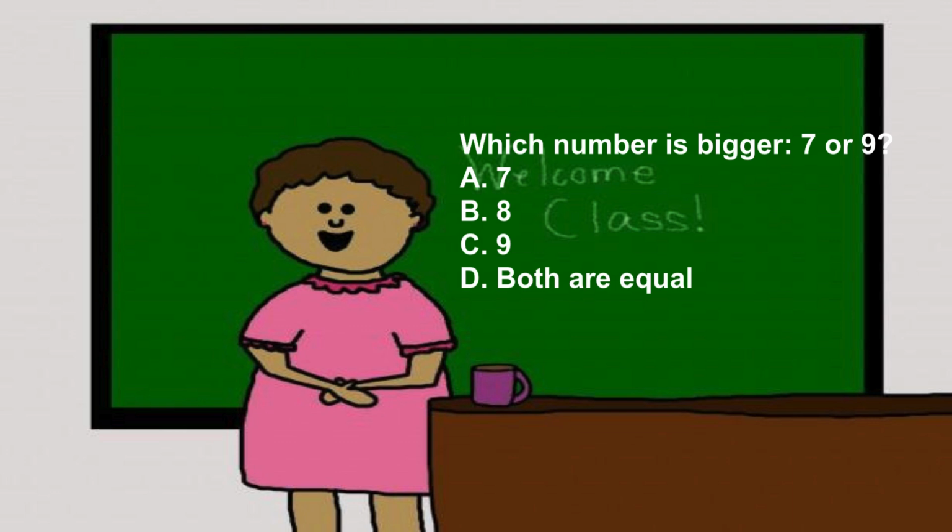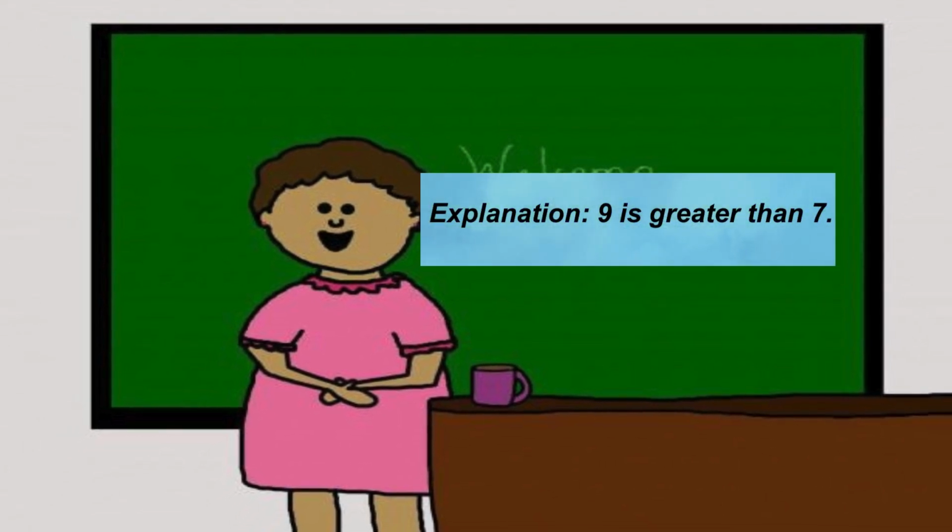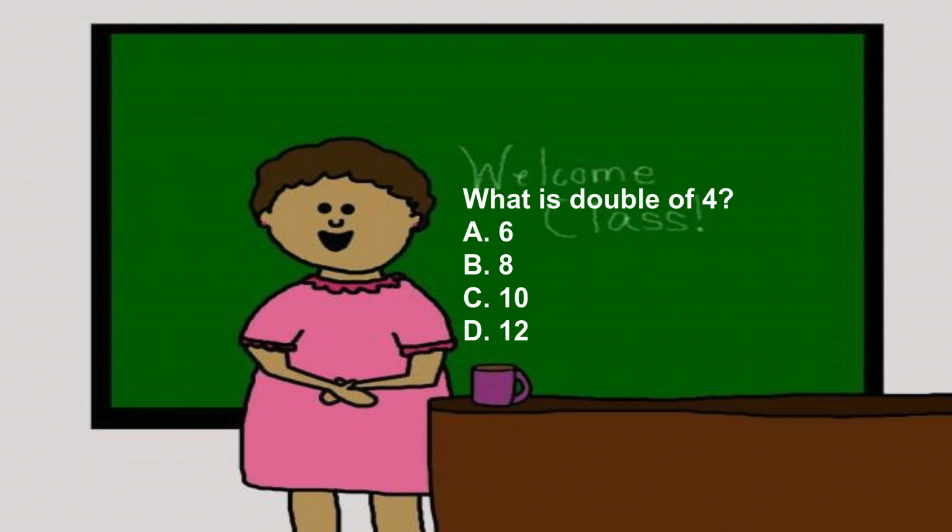Which number is bigger, 7 or 9? 7, 8, 9, both are equal. 9 is greater than 7.